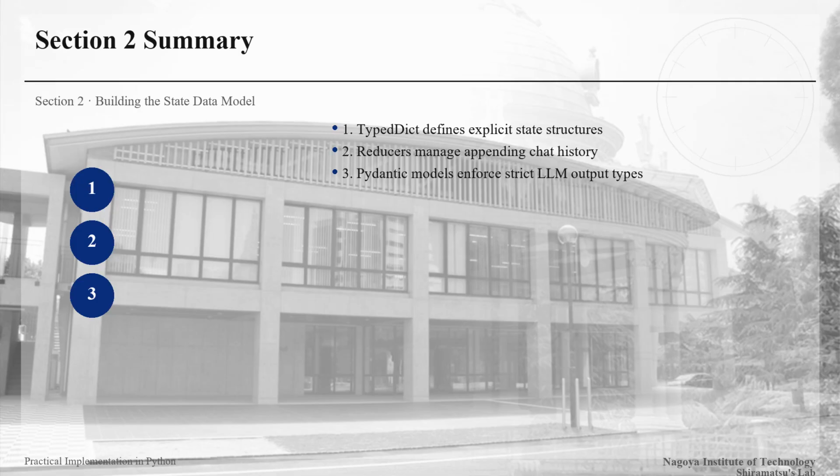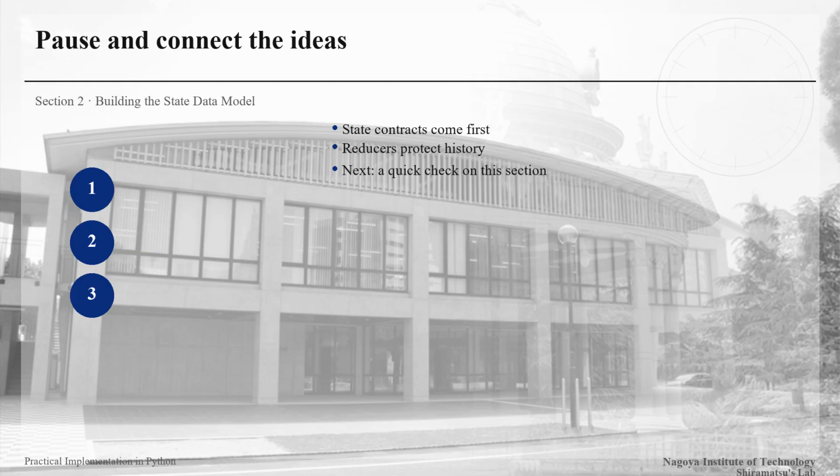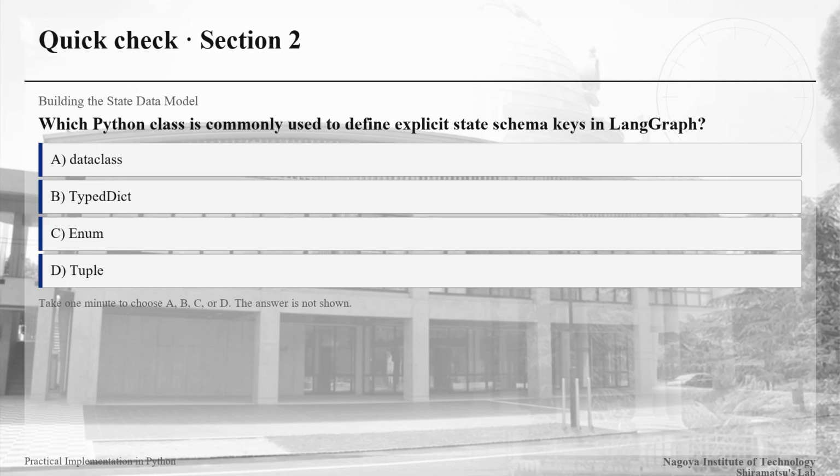Section 2 takeaways. TypedDict defines state, reducers append history, and Pydantic enforces output types. Pause here. State contracts come first, and reducers protect history. Now the quick check. Quick check after Section 2. Which Python class is commonly used to define explicit state schema keys in LangGraph? Choose A, B, C, or D. Take 1 minute to think, then choose A, B, C, or D. The correct answer is not shown.